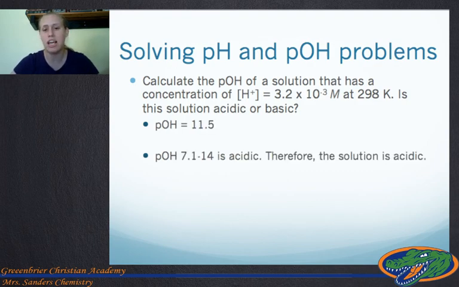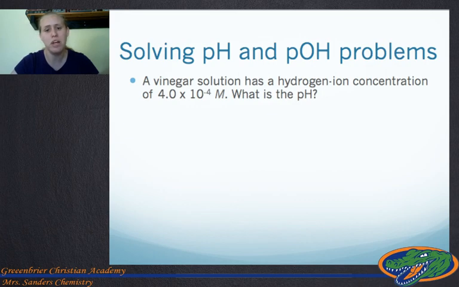Now remember, you're looking at the pOH scale. So if you have a pOH of 7.1 to 14, that's acidic. So this solution is acidic. Here's a practice problem for you. A vinegar solution has a hydrogen ion concentration of 4.0 times 10 to the negative 4 molar. You're going to find out what the pH is.